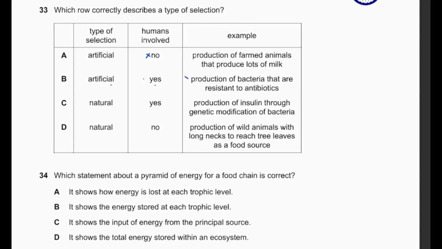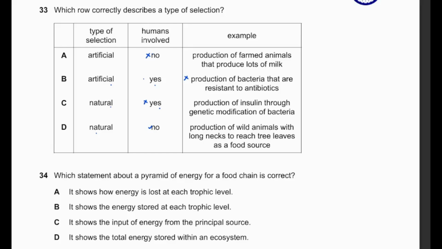Again, the example doesn't match with this. For natural one, they say yes, and it's mentioned here production of insulin through genetic modification. Natural selection is correct here? Humans are not involved in natural selection. Last one, natural type of selection. Humans do not get involved. True. Production of wild animals with the long neck to reach the leaves.